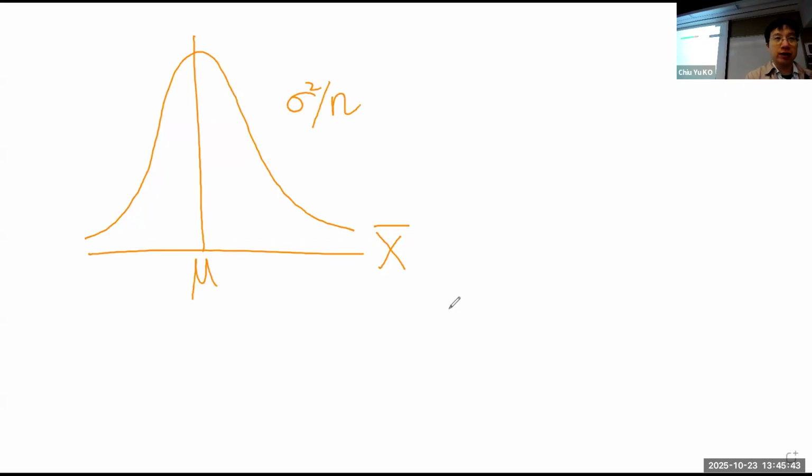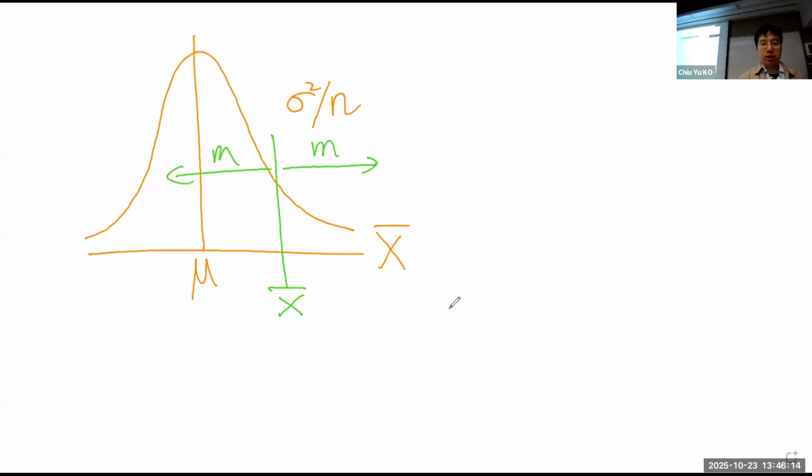But it will be following this distribution, so more likely the center than the outside. And suppose you end up here. This is your particular X bar. And you would go left by m and go right by m. And I want this interval to include the mu as much as possible.